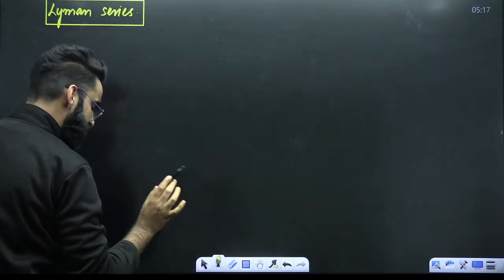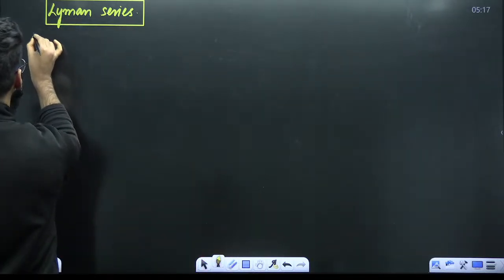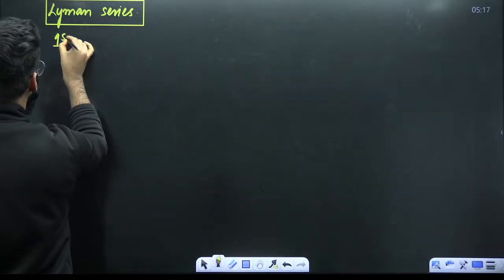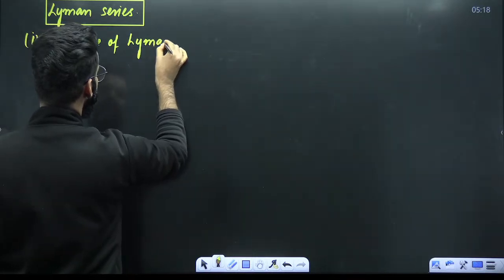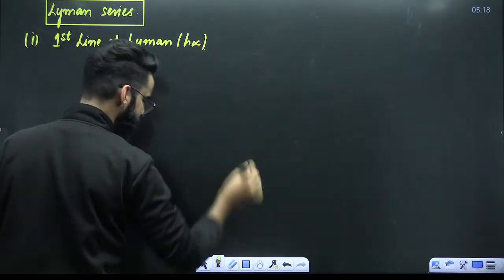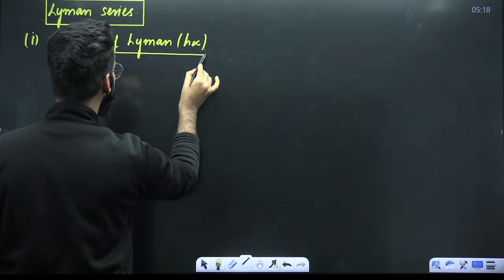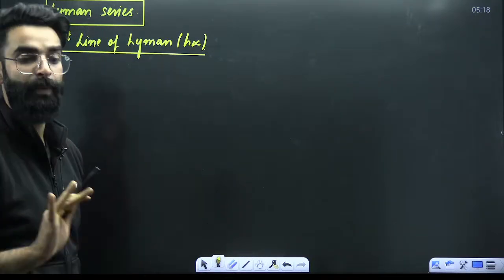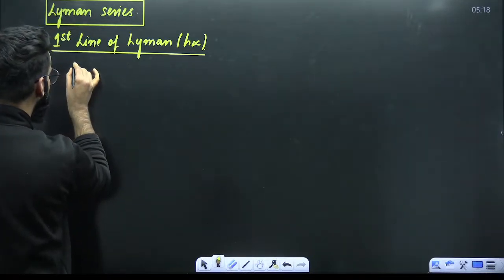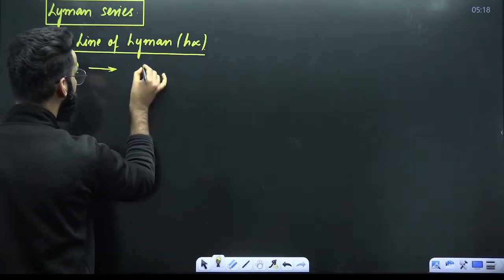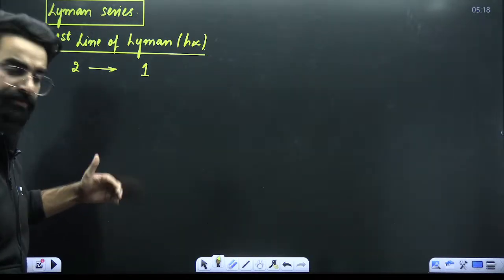In case of Lyman series, you already know electron makes a transition from a higher energy state to shell number 1. Now, my dear students, the first point in Lyman series: if I talk about the first line of Lyman, which is also called the H alpha line, just tell me one thing. In case of the first line of Lyman, the transition will be from where to where? First line of Lyman means the transition will be from 2 to 1. The electron will move from 2 to 1 in the first line of Lyman.